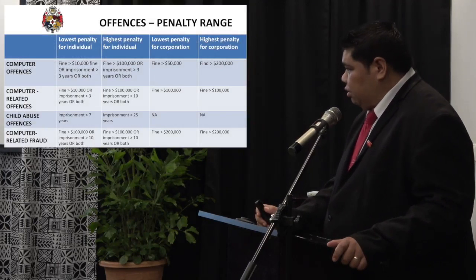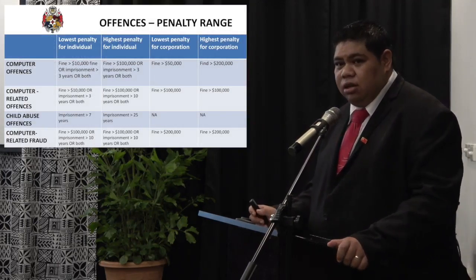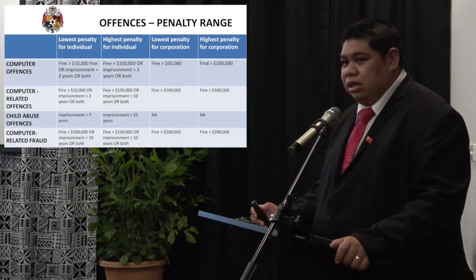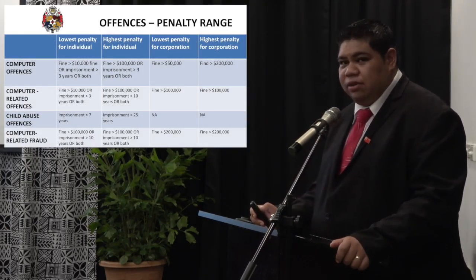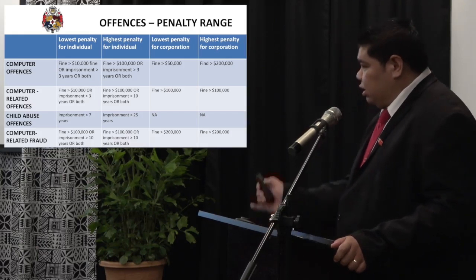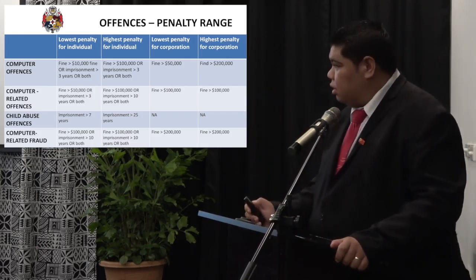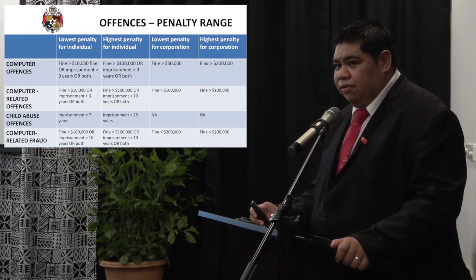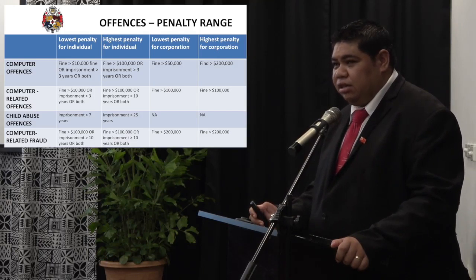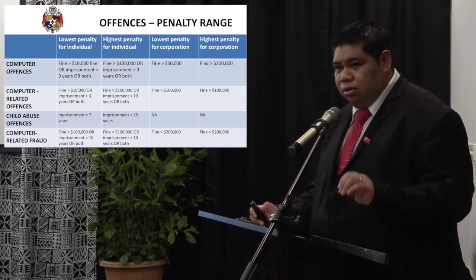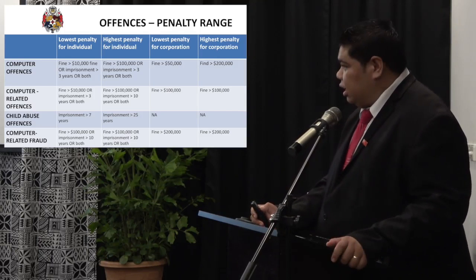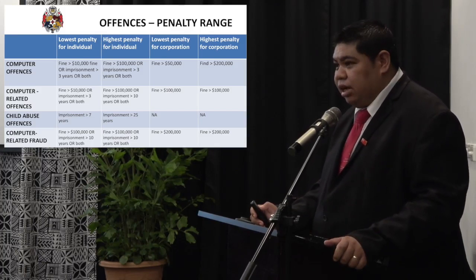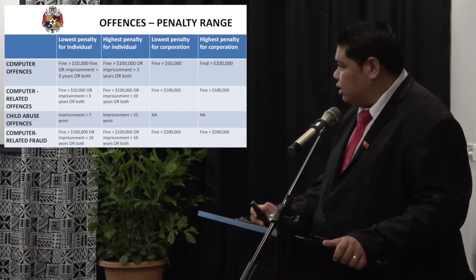So this is just a general overview of the offenses. I know my colleague Dubo was passing out sheets to you, which go more in depth into what the offenses are, but this is just a general overview. So we have computer offenses. These computer offenses are offenses that are actually done using or through the computer. This is like hacking and unauthorized access to a computer system.